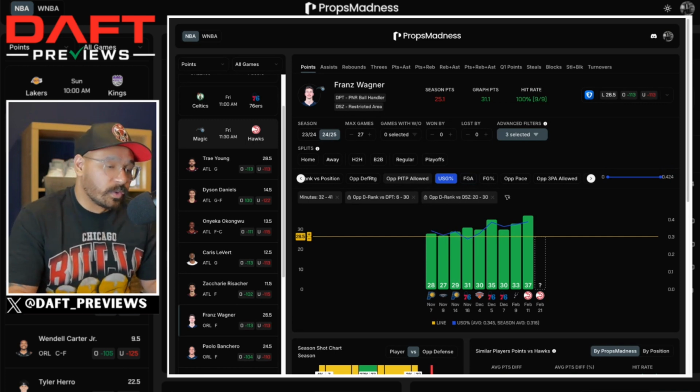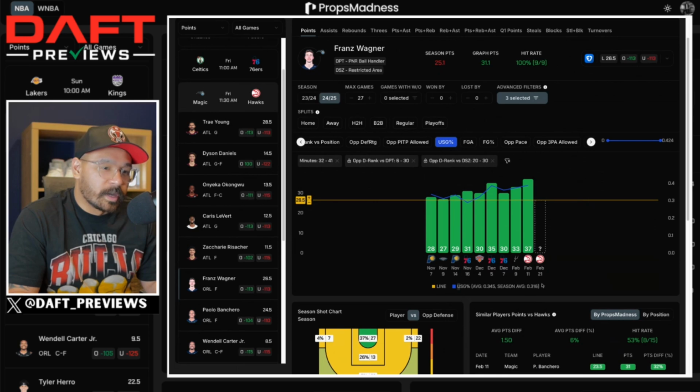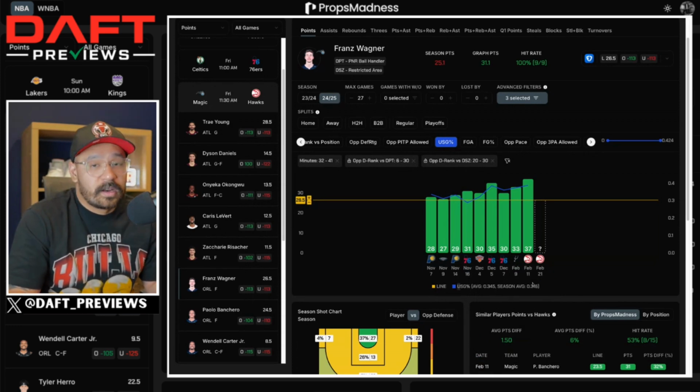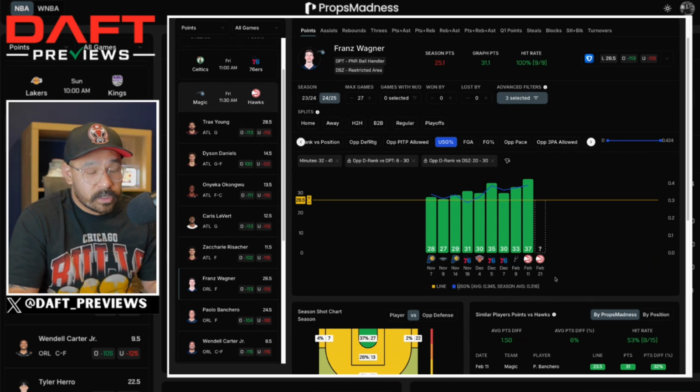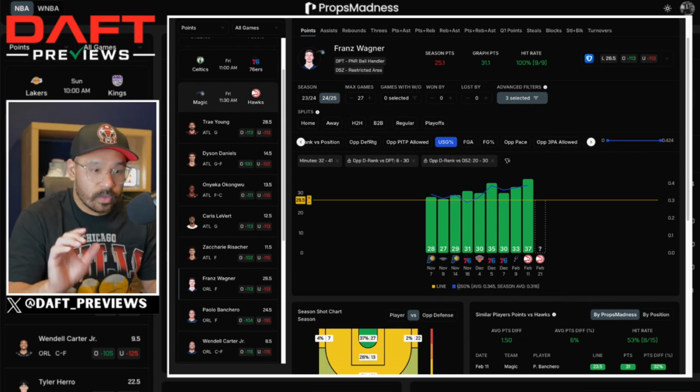Now, usage rate is a real key one here, especially when it comes to scoring points. So here we can see a summary of that blue line. What this is telling us is in these games against these teams, when he plays 32 to 41 minutes, he has an average usage rate of 34.5%. His season average usage rate is 31%. So in games where he has a good matchup, Franz gets the ball a little bit more. That's what that tells us.